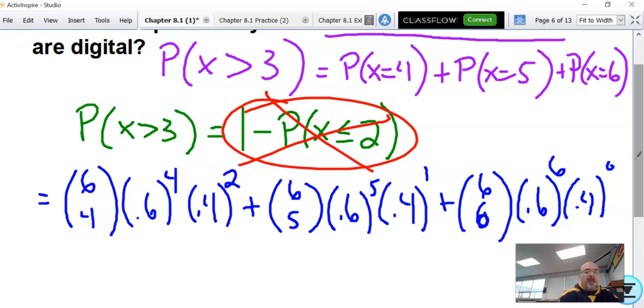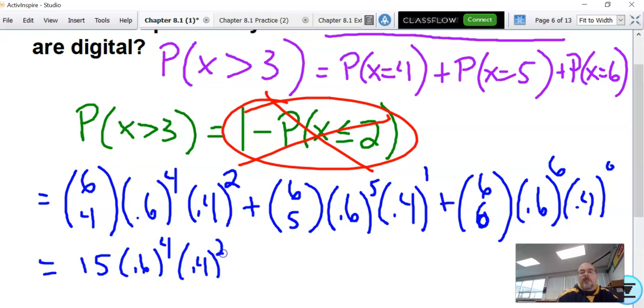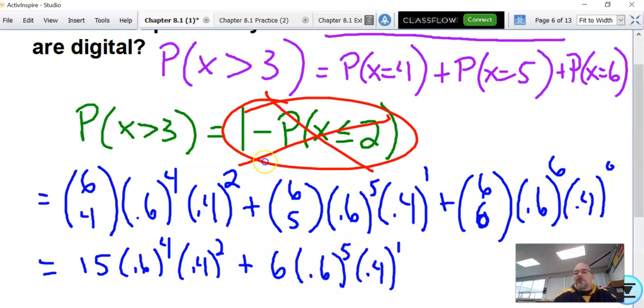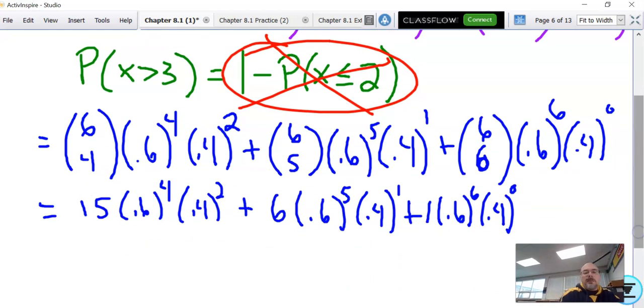All right, just to save time, folks, again, this is 15 times 0.6 to the 4th times 0.4 squared, plus 6 combination 5, that is 6, times 0.6 to the 5th times 0.4 to the 1st, plus 6 combination 6, ladies and gentlemen, that is a 1. So 1 times 0.6 to the 6th times 0.4 to the 0. Type that in, ladies and gentlemen, and you get 0.54432.